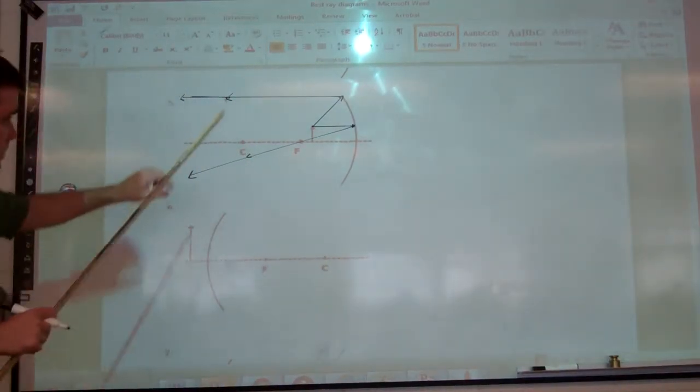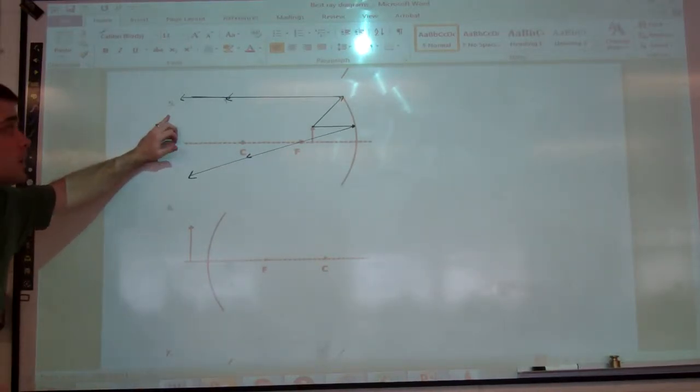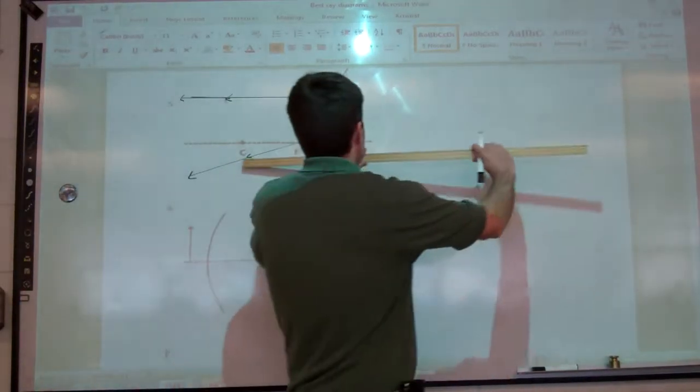Okay. Do these two lines ever intersect on this side of the mirror? No. So we can't have a real image here because they're never going to intersect. Does that make sense to everybody? But they will intersect back here, won't they? I'm actually going to continue this line a little bit here.